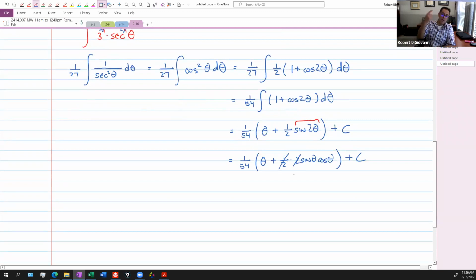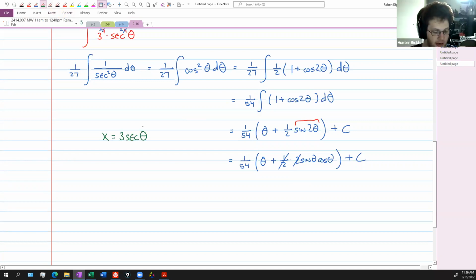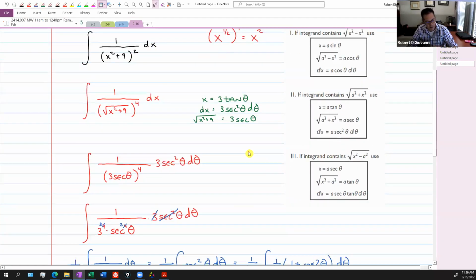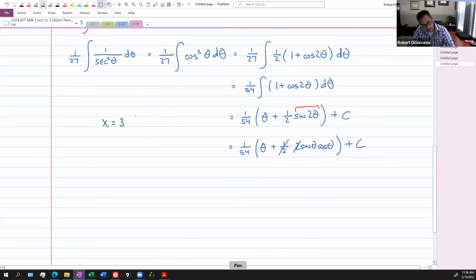So I need to know what sine theta is, I need to know what cosine theta is, and I need to know what theta is. And earlier in the problem, we made our trig sub, wasn't it? X was 3 secant. I think it was tangent. With the tangent, hold on, tangent. Forgot what we did. 3 tan theta. And so we will divide both sides by 3.